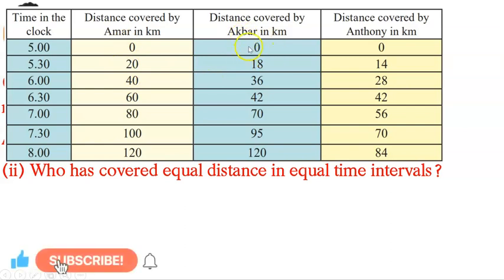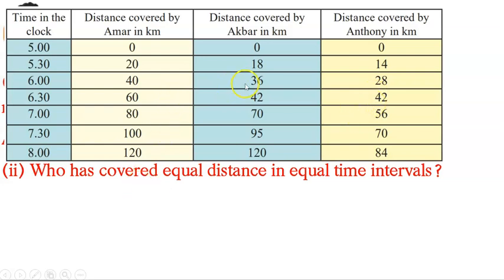Next, what about Akbar, 0 to 18 and 18 to 36? यामध्ये देखील डिफरन्स करेक्ट आहे. 0 to 18, 18 चा डिफरन्स आहे. 36 minus 18, again 36 minus 18 is 18. हा डिफरन्स देखील अकबरचा इथे कॉन्स्टंट आहे. Next, 0 to 14 and 14 to 28, इथे देखील फरक 14 किलोमीटरचा आहे. Next, 6 to 6:30, Amar goes 40 to 60, same 20.